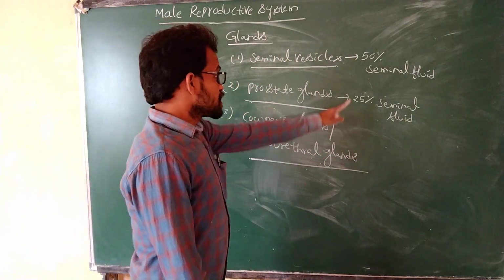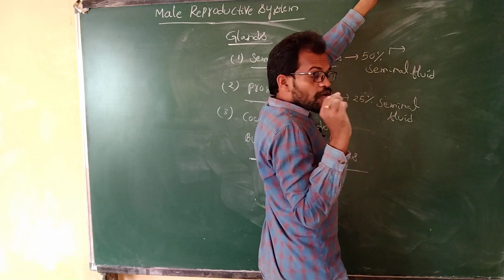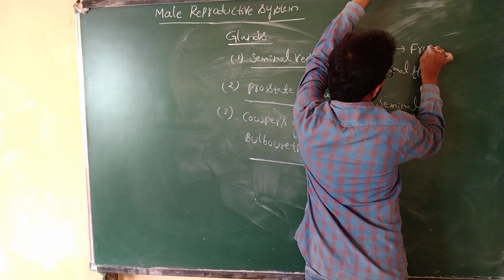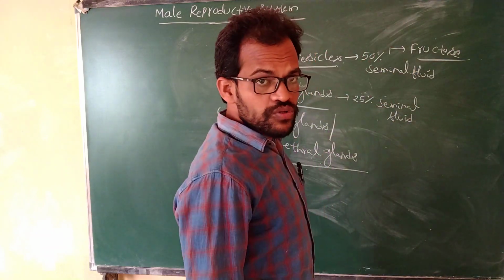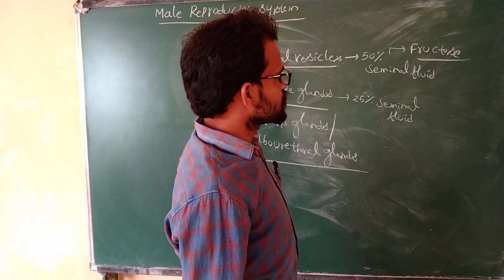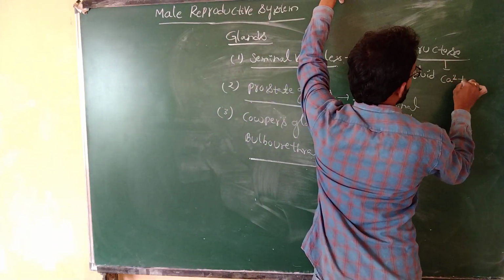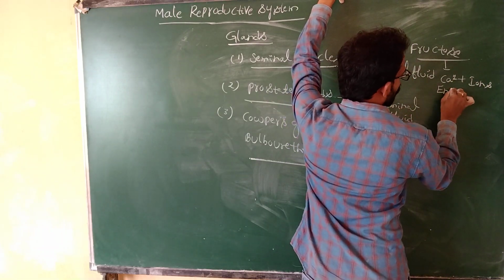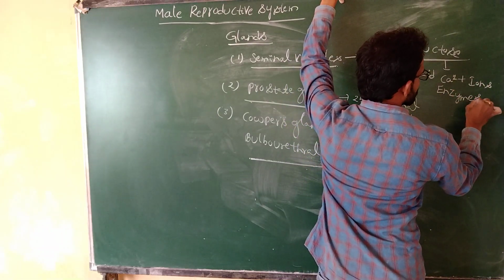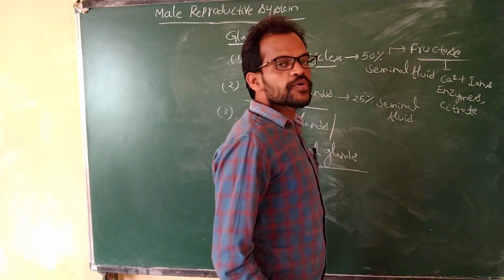This seminal fluid is composed of fructose. Fructose is the main composition, and also calcium ions and enzymes. Next one, citrate. These all are the composition of the semen.